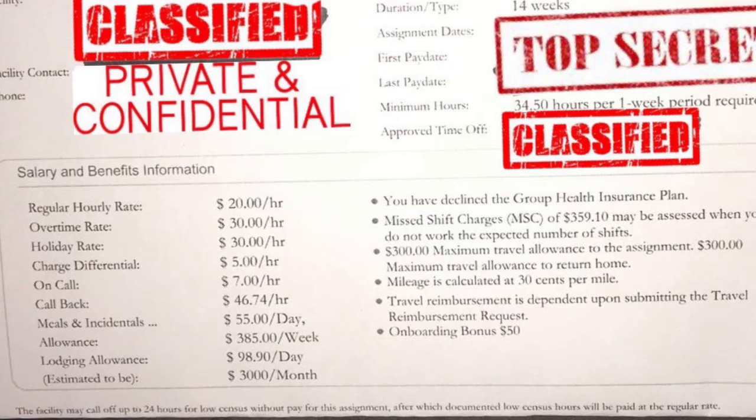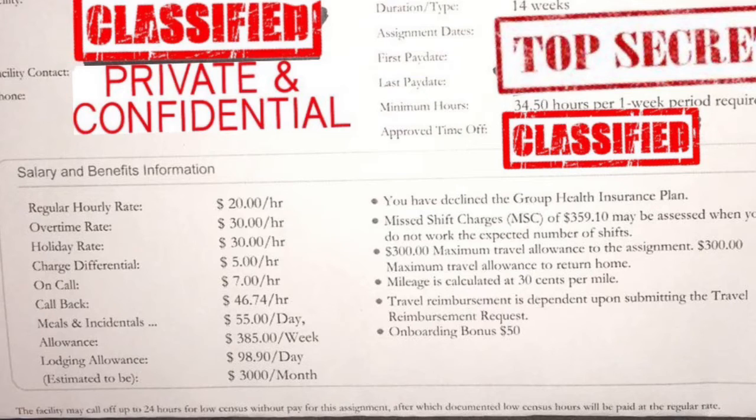So if you add the $385 a week with the $692 a week for housing, you are getting $1,077 a week in pay just off of your stipends. And like I said in my previous video, you do not get taxed on the stipends. So that is a guarantee of $1,077 a week off your stipends.